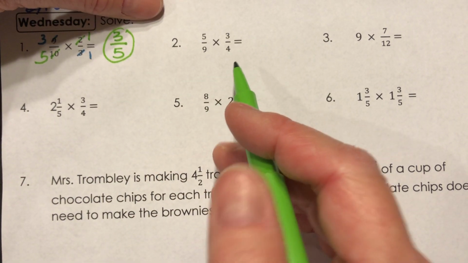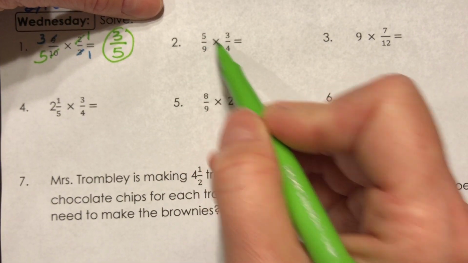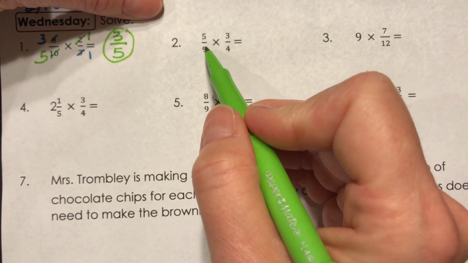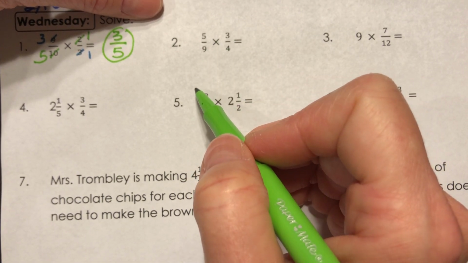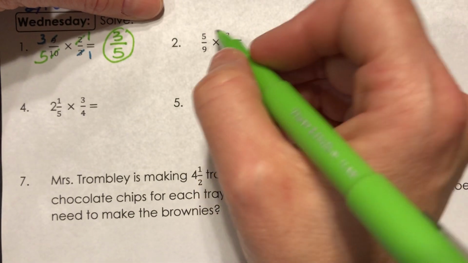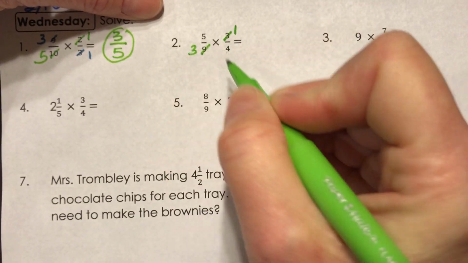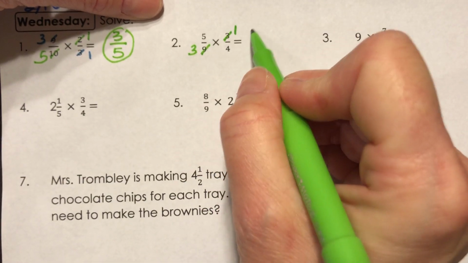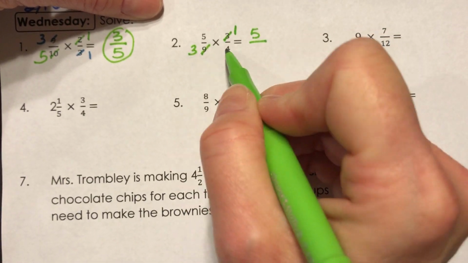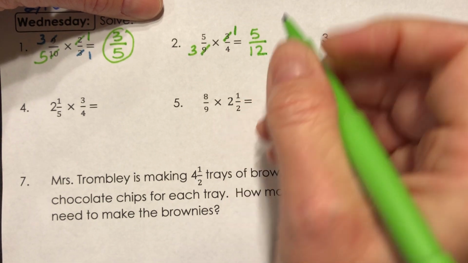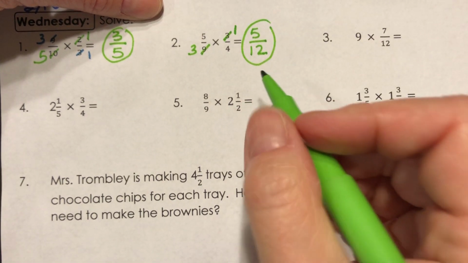All right, let's look at number 2. I see a 5 and a 4, and we know there's nothing we can do. But with 3 and 9, we just saw that. 3 is the largest number that divides into both. 3 goes into 3 once, 3 goes into 9 3 times. So I'm left with 5 times 1 is 5, and 3 times 4 is 12. So 5/12 should be your final answer.